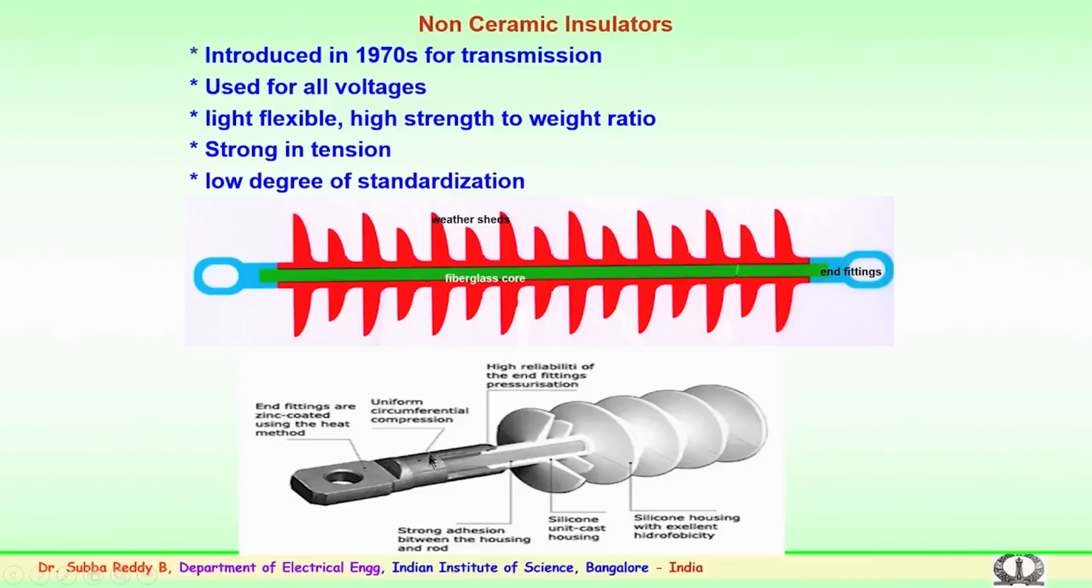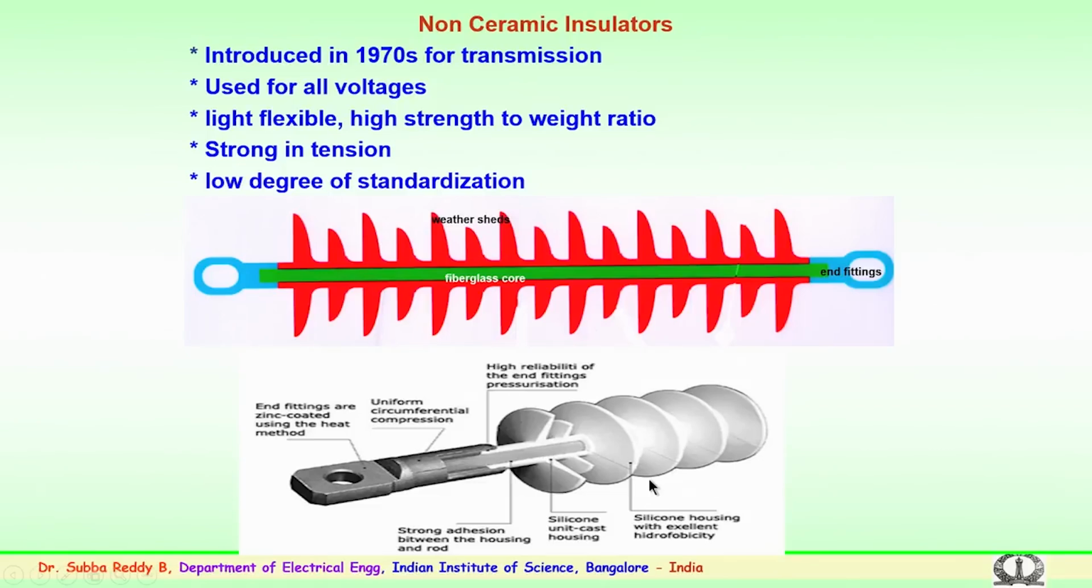So, you have a uniform circumferential compression near these end fittings. You have a high reliability of the end fitting pressure, which is again taking care of the fiberglass rod here. A strong adhesion between the housing and the rod has to be done. So, there is a paint which is applied, and also the silicon unit cast housing is done.